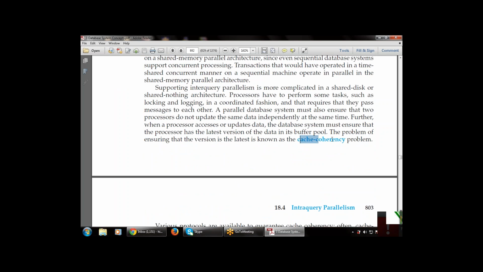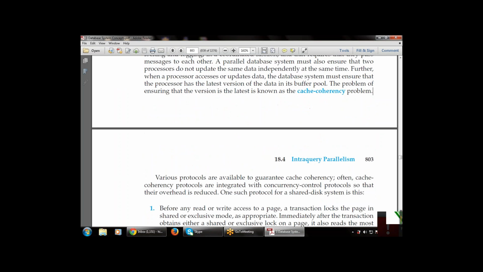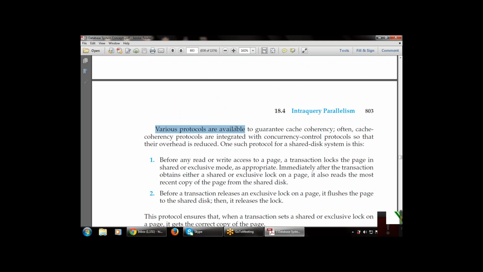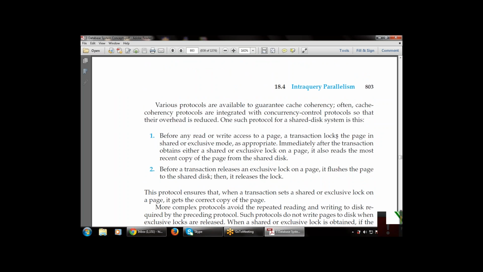There will be a problem with this version, which is cache coherency control, that is, how to control the cache memory. Various protocols are available to guarantee cache coherency, so there are multiple protocols used to control coherency and get the data available.